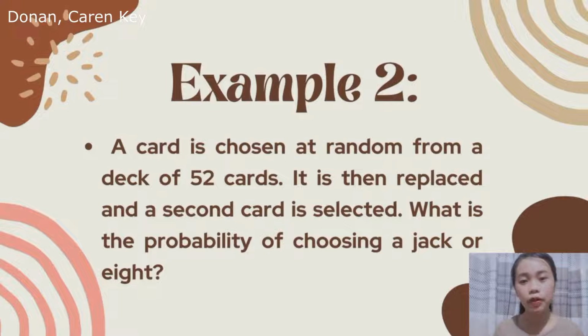Okay, another example. A card is chosen at random from a deck of 52 cards. It is then replaced and a second card is chosen. What is the probability of choosing a jack or 8? So in this problem, we have the with replacement. Okay, so na-replace yung na-chose na card and then the second card is chosen. So the question is, what is the probability of choosing a jack or 8?